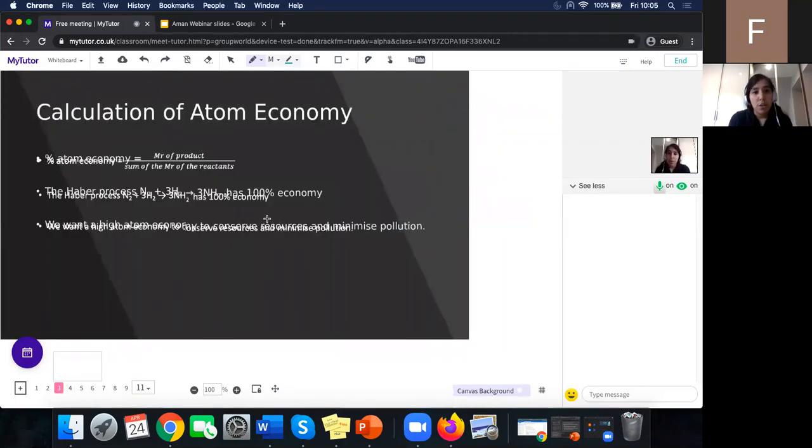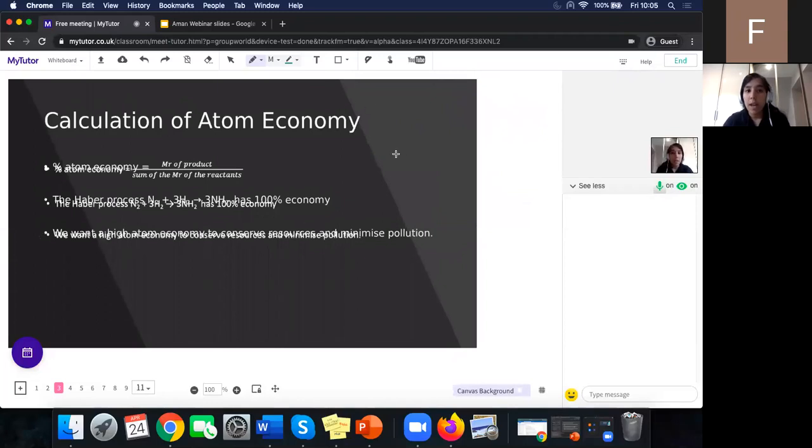I'm sorry, I don't know why that slide has messed up, but the atom economy percentage is just the MR of the product that you want divided by the MR of the reactants. So the sum of the MR of the reactants.